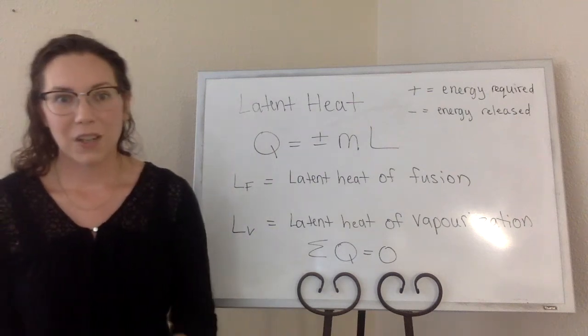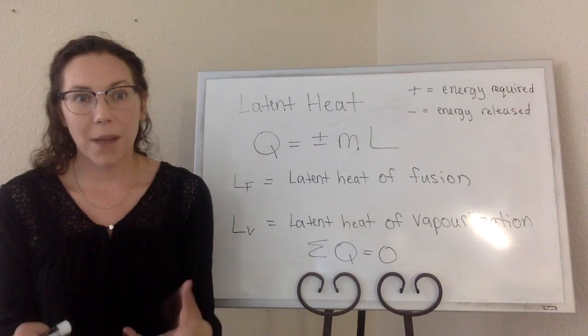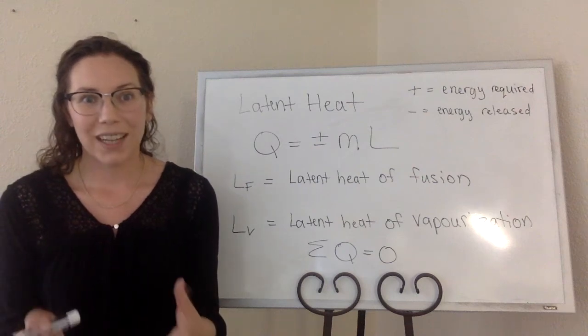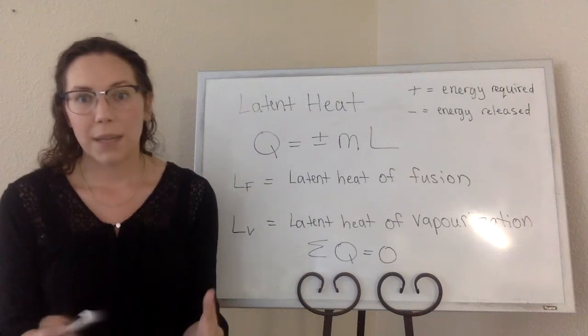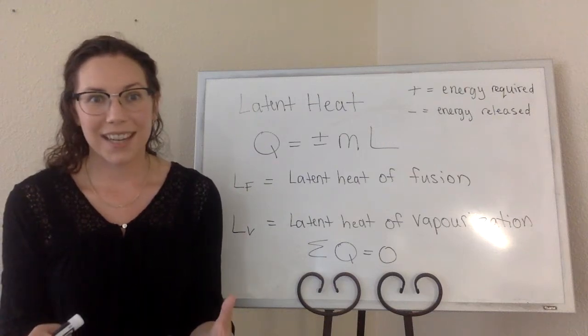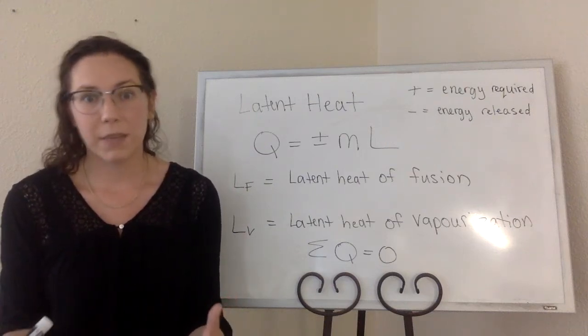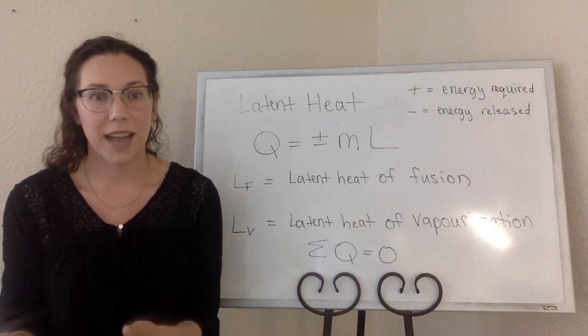Or we can choose L_V, which is again the amount of energy required to convert 1 kilogram of that substance into a new phase. In this case, we'd use it if we're doing a transition that involves a gas.